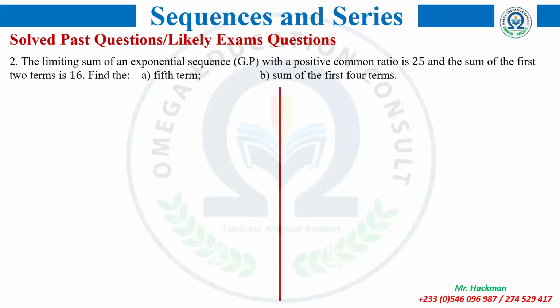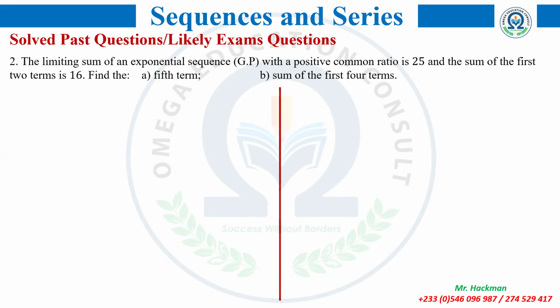I think I should leave this one for you, or we should do it together. The limiting sum of an exponential sequence, similar to what we just did, with a positive common ratio is 25, and the sum of the first 2 terms is 16. The sum of the first 2 terms means U sub 1 and U sub 2 will be 16. I will help you generate the equations, then after that I will ask you to continue. Would that be fine with you, my professors? I think that is fair.